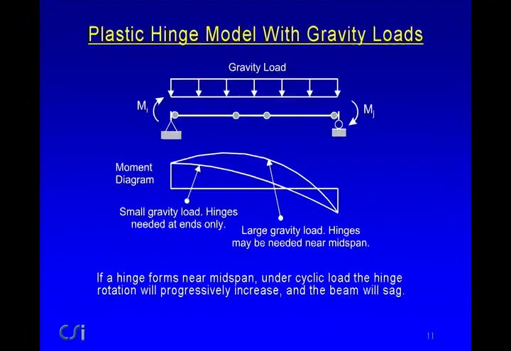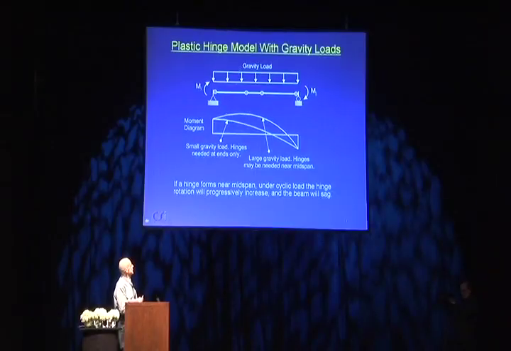If you have gravity loads, and it's indicated here, if you don't have very much gravity load, so that your bending moment diagram when hinges form is like this, it doesn't matter, that's pretty close to straight. Anyway, you know the hinges will form only at the ends. If you have much larger gravity loads, you could get the maximum bending moment near the middle, and you might have to use some additional hinges to capture that. This does get to be a problem.